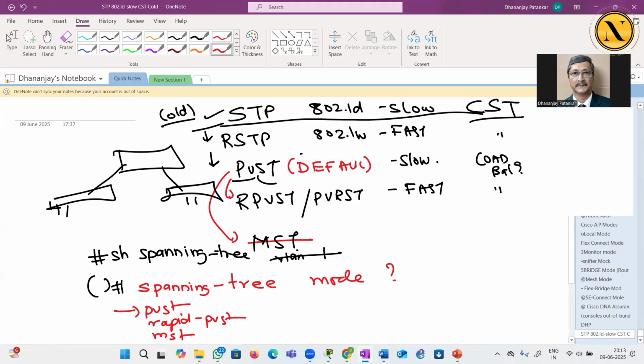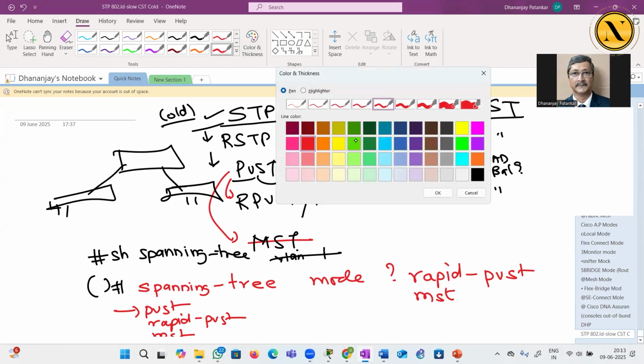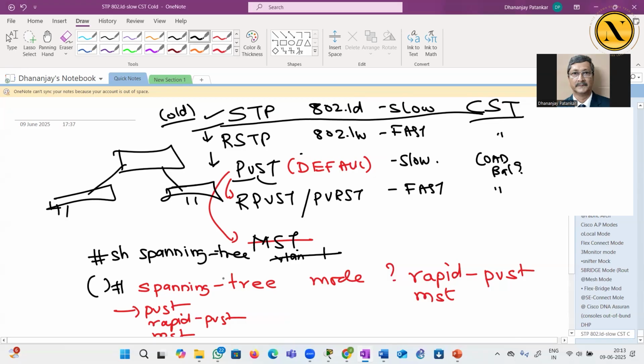Default is PVST. If you want to change it to rapid PVST, you can type R and tab, rapid-PVST. Or if you want MST, just type M and tab, or MST. So you'll be changing the mode from PVST, which is the default, to rapid PVST or MST. So let's have this in practical. Have a look on our switches.